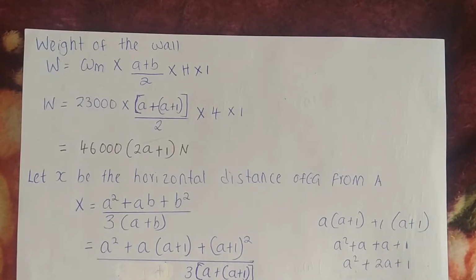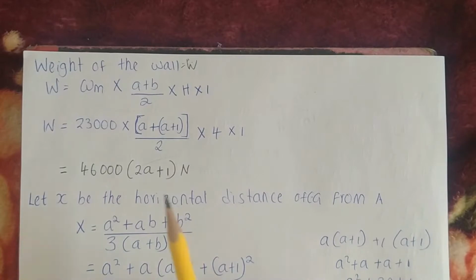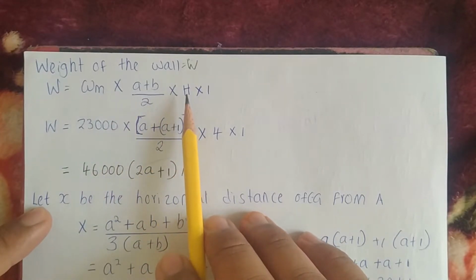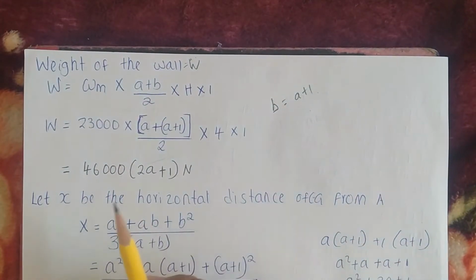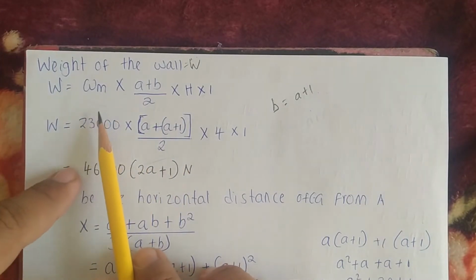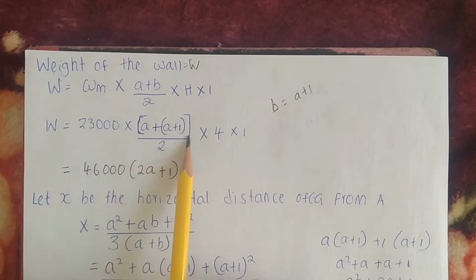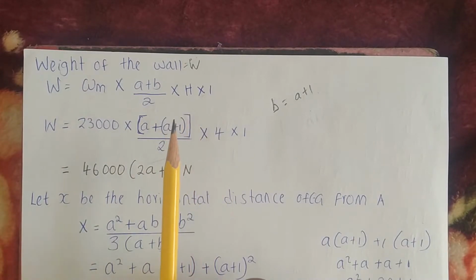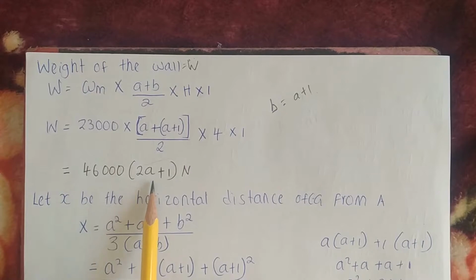Now we shall calculate the weight of the wall. So this is W, capital W, which is equal to the unit weight of masonry wall multiplied by (A plus B) all over 2 multiplied by the height multiplied by 1. As you know, our B is equal to A plus 1. So here where there is B, we shall replace it with A plus 1. You can see it over here where we have our B, we have replaced it with A plus 1. And then the weight of the masonry wall we are given as 23,000 multiplied by (A plus A plus 1), close the brackets, all over 2 multiplied by 4, this is the height, multiplied by 1. So this means that we are considering a length of 1 meter of the masonry wall. When you calculate all this, you will get your answer as 46,000 into (2A plus 1) newtons.